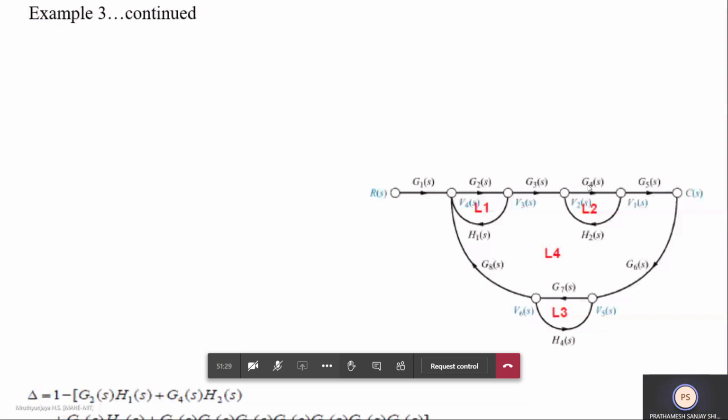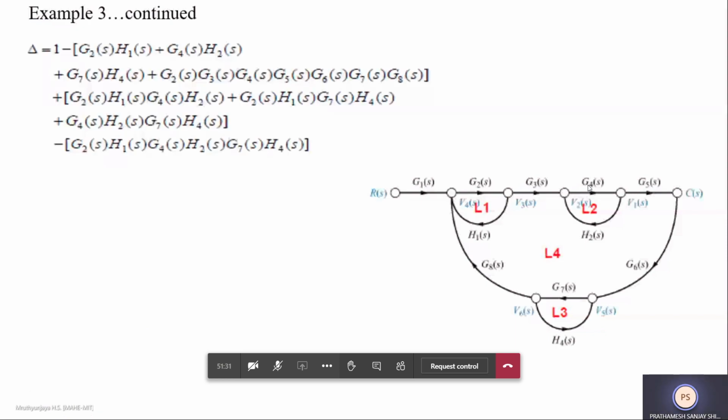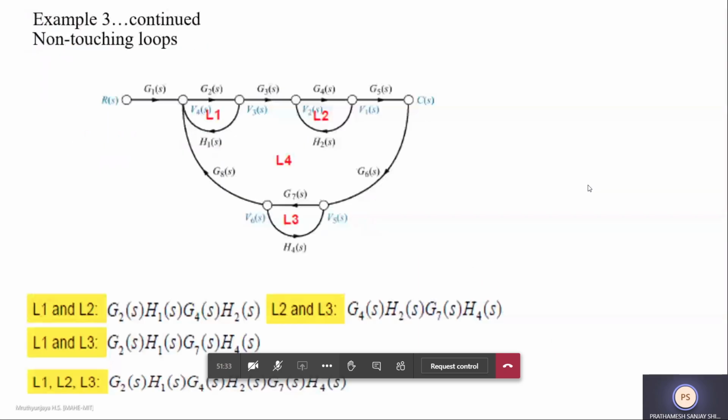Sir, I just had one doubt. When we say a non-touching loop, does that mean it's inside the loop also, or only the points that matter? For example, L2, L4. It should not have a common node. Traversing, it should not come across a single node twice. Yes, sir, understood. Thank you.